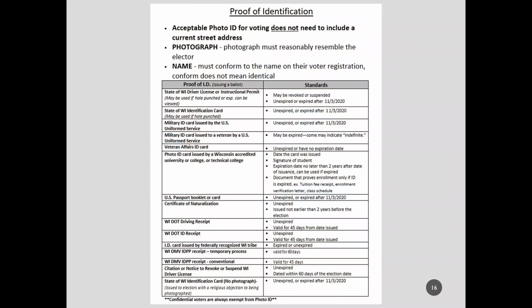This list is a little more in depth with the proof of identification. It has all the standards that must be met. So the State of Wisconsin driver's license or instruction permit may be revoked or suspended, unexpired or expired after 11/3 of 2020. State of Wisconsin ID card, unexpired or expired after 11/3, 2020. Military ID card issued by a U.S. uniformed service, unexpired or expired after 11/3, 2020. Military ID cards may be expired or some may indicate indefinite. Veterans Affairs ID cards, unexpired or have no expiration date.